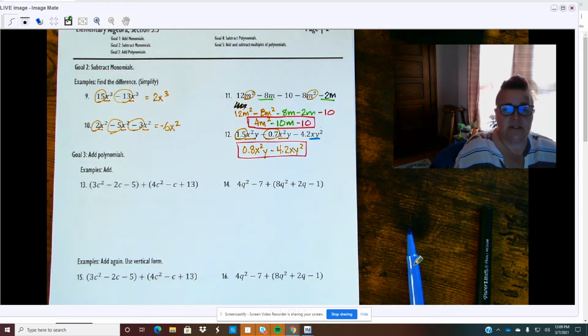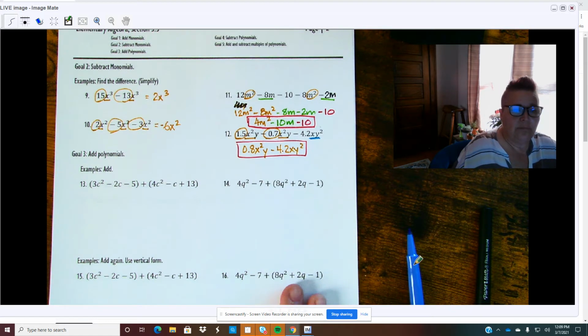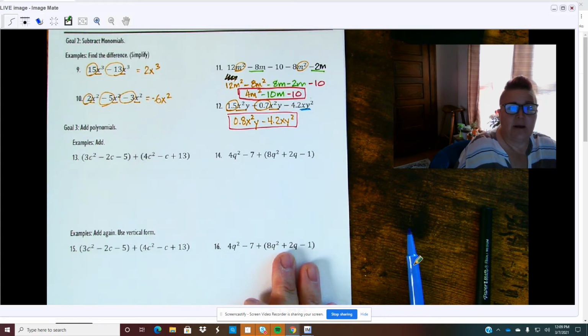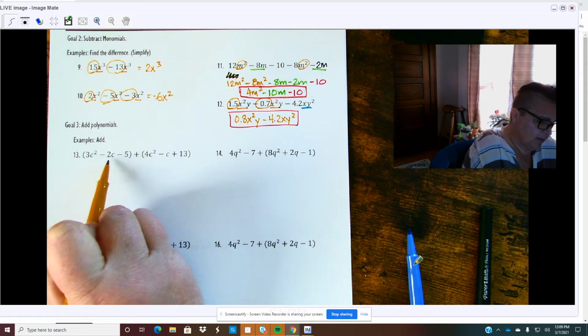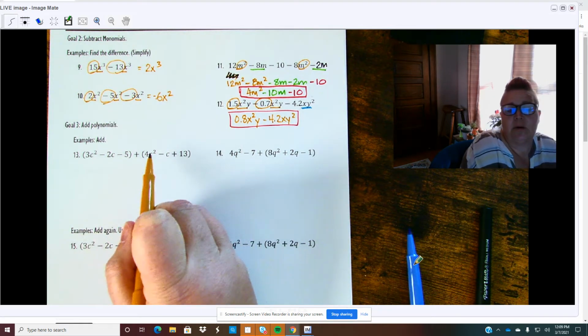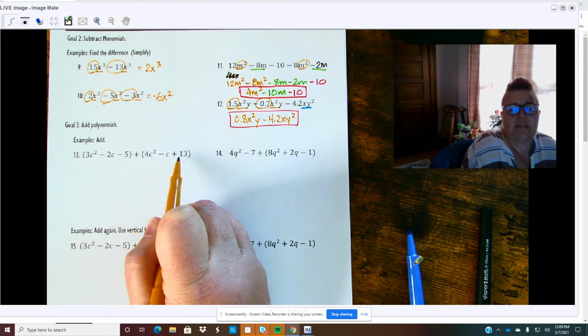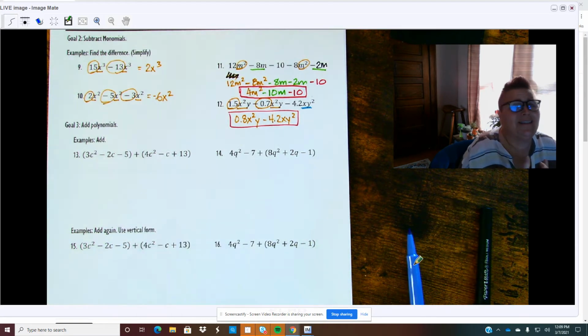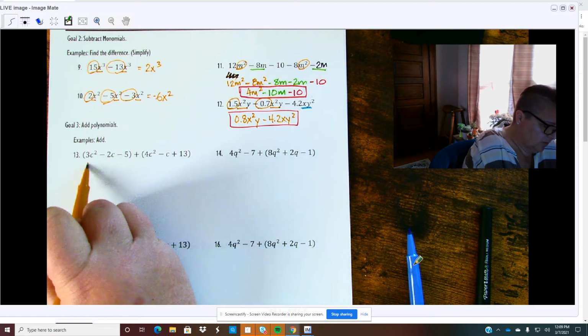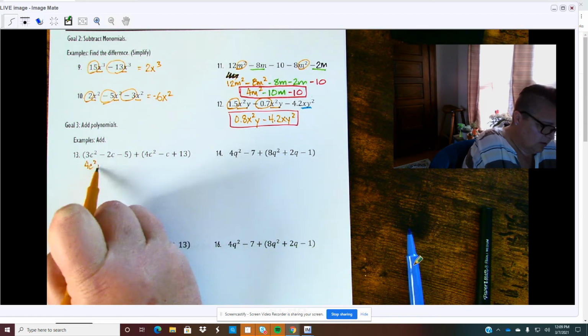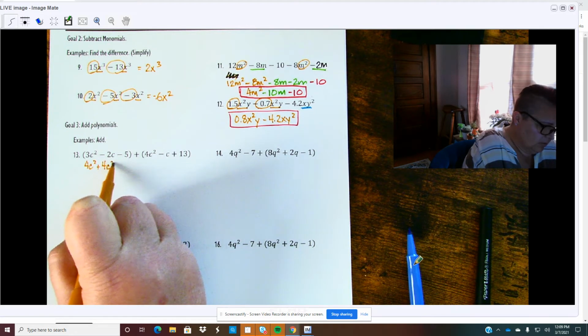Let's kick things up just a little bit. So we're going to add some polynomials. We're going to take two distinct polynomials, the 3c squared minus 2c minus 5, and we're going to add that to the 4c squared minus c plus 13. We're going to do it the exact same way we did the others. The parentheses, just make sure that you have distributed if you need to. Okay, so we're going to do the 3c squared plus 4c squared. Those are my like terms. I'm just going to put them together.